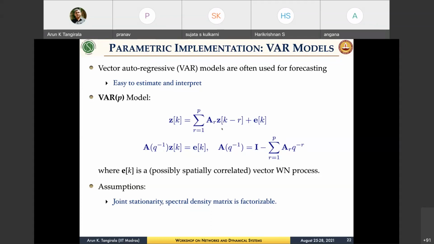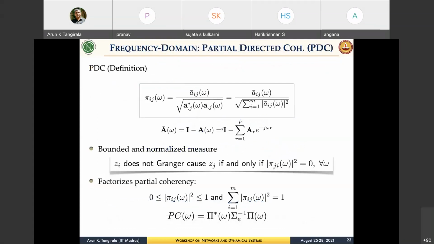But what are the assumptions? You're assuming that the data generating process is stochastic, it is jointly stationary, the spectral density matrix is factorizable, and on top of it, that the VAR model is a suitable representation of the process. We have shown in other published works, and people have also talked about it, that if the data generating process is not appropriately representable by your VAR model, that can obviously introduce a bias in your inference.